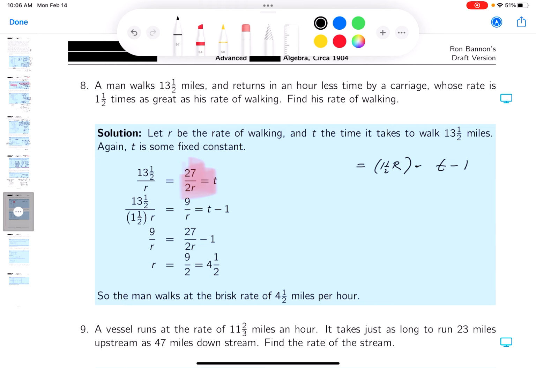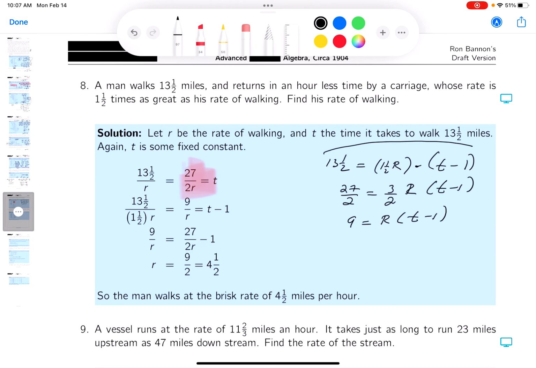So distance, and what's the distance? 13 and a half. This is the relationship for the carriage. Now, by the way, when I do this over here, I don't like those mixed numbers, so I got to figure this out. So let's see, 27 halves equals 3 halves of an R, T minus 1. Well, boy, I gotta figure this out. I'm going to multiply both sides by 2 and divide by 3. And you would get 9 equals R, T minus 1. Well, that wasn't bad, all right?